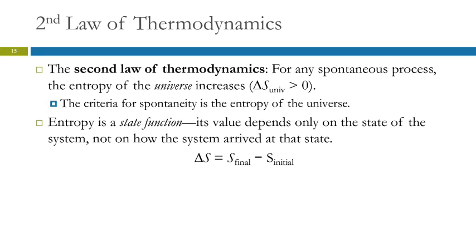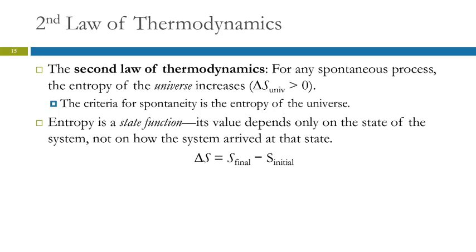So the criteria for spontaneity is the entropy of the universe. If the entropy of the universe is increasing because of that process, it will be spontaneous. If the entropy of the universe is decreasing, it's not spontaneous. Entropy is another one of those state functions where the value depends on the state of the system and not on how it got there.